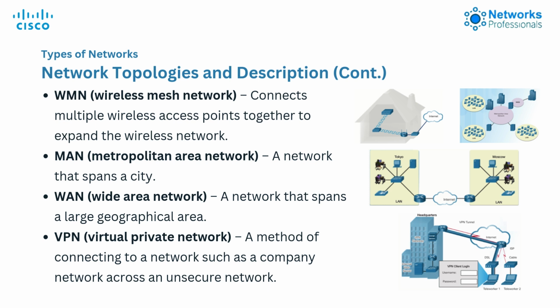WMN, Wireless Mesh Network. A WMN is a type of wireless network where multiple wireless access points are interconnected to expand coverage and improve reliability. In a mesh setup, each access point, node, communicates with the others, creating a web-like structure. This is useful in areas where a single access point cannot cover the entire space, such as large campuses or outdoor venues.